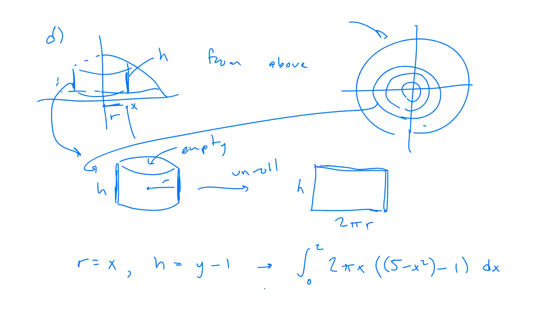So this is cylindrical shells. And the nice thing about it is, even though we're rotating around the y-axis, we do not have to rewrite it in terms of x. So we can leave it as y as a function of x.